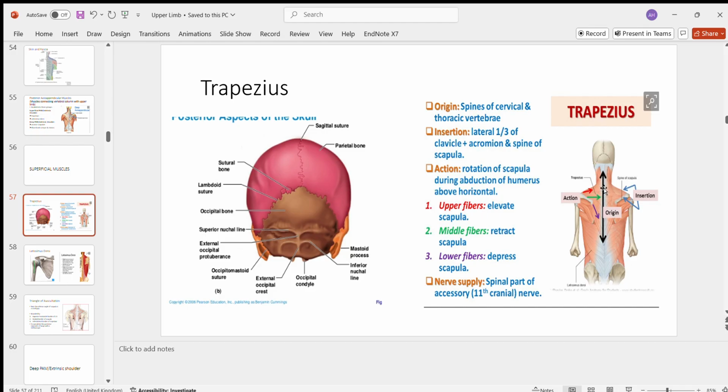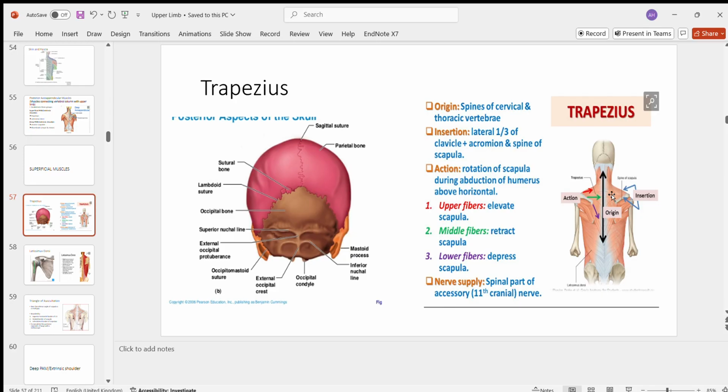The origin of trapezius is from the cervical and thoracic vertebrae here. It is inserted into the clavicle, the lateral one-third of clavicle, and the acromion process of scapula along with the spine of scapula, the upper border, upper crest. The action of trapezius muscle is basically the rotation of scapula during abduction of humerus.